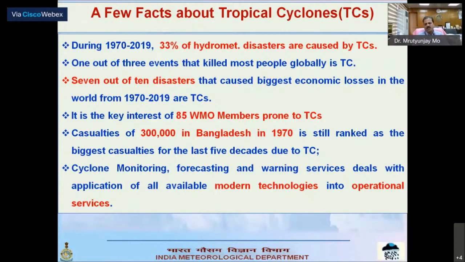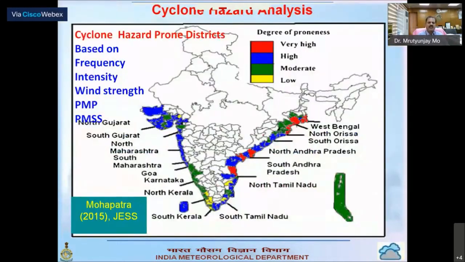So therefore, throughout the world, the scientists have tried to have as accurate as possible the cyclone monitoring, cyclone forecasting, and cyclone warning services. And also, all the meteorological agencies try to apply all the available modern technologies for these operational services so as to minimize the loss of life and property.